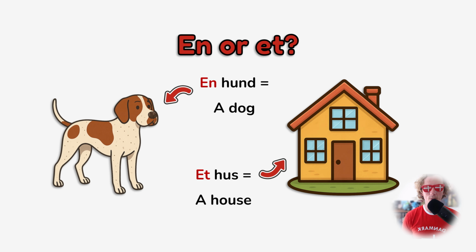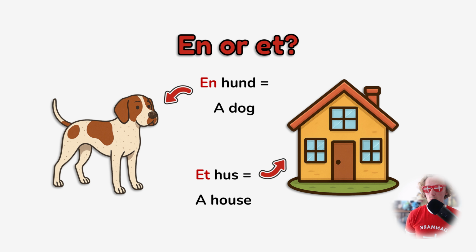So, big question. Do we use en or et for the different words in the Danish vocabulary? In these examples here, we see a dog. In Danish, it's called en hund. Try to repeat it after me. En hund. And a house is called et hus. Et hus. Try and repeat that as well.